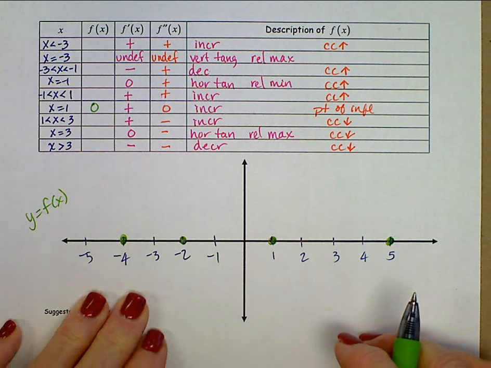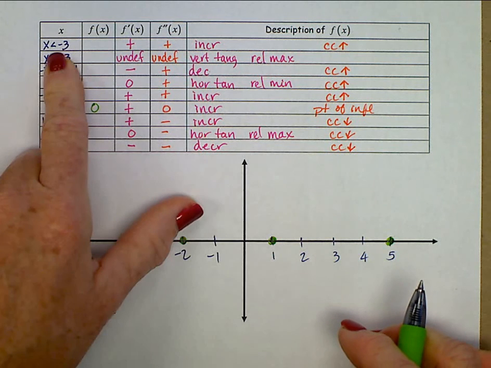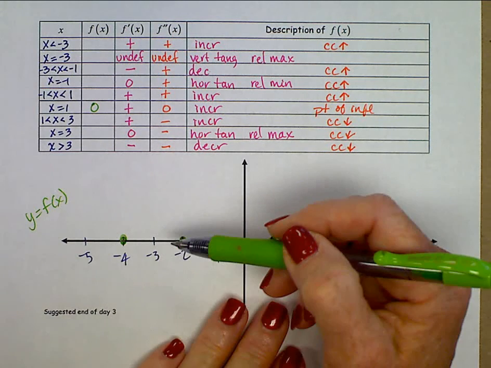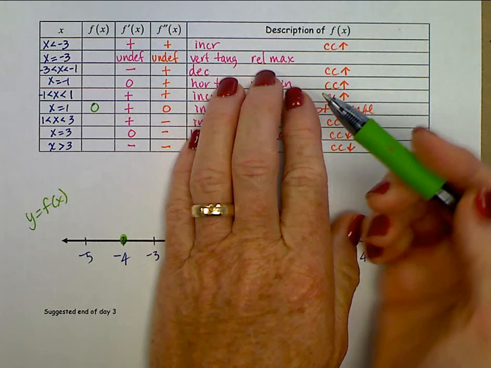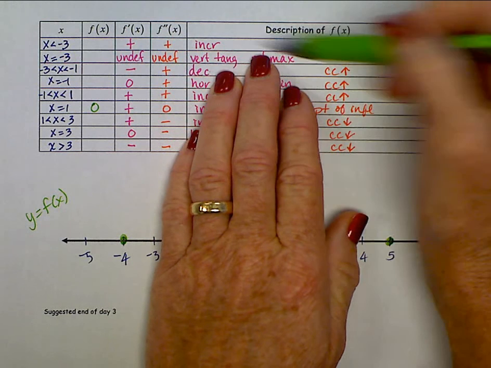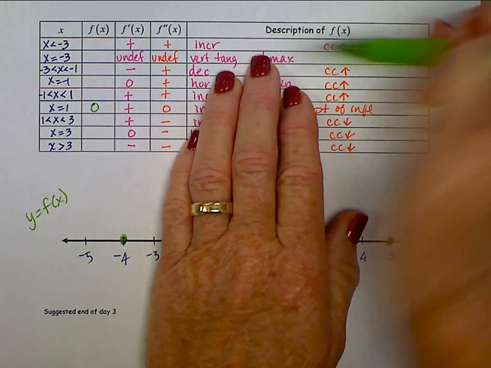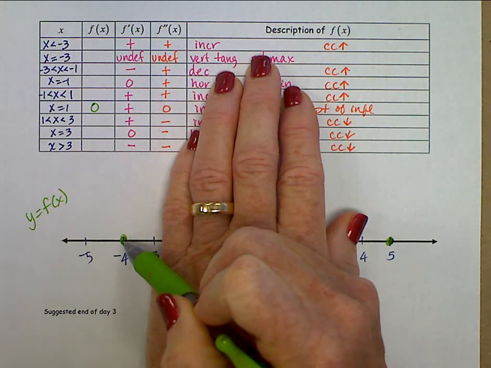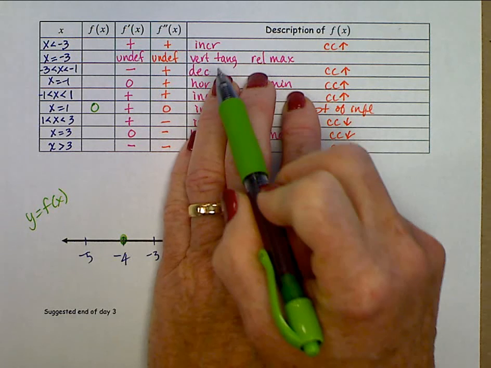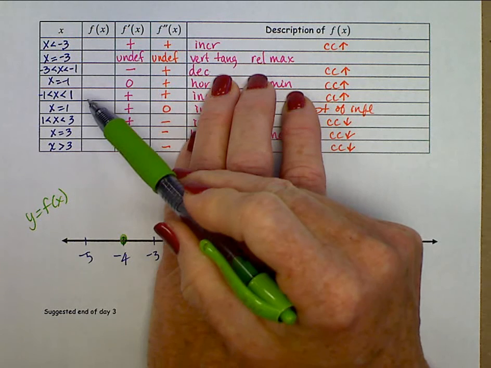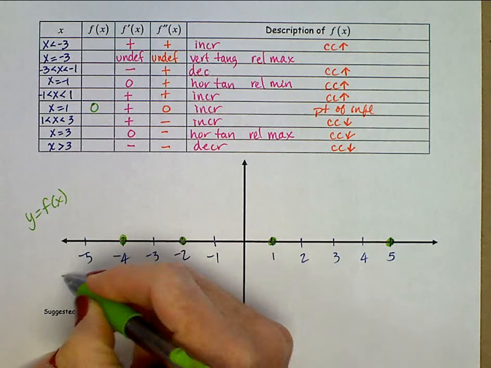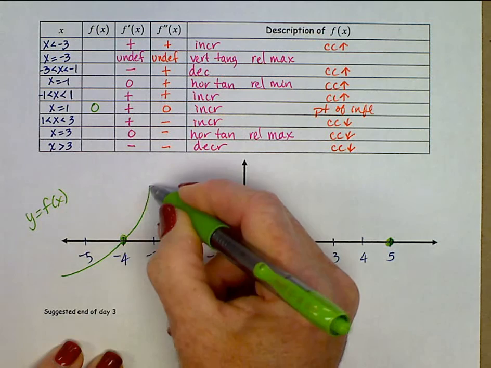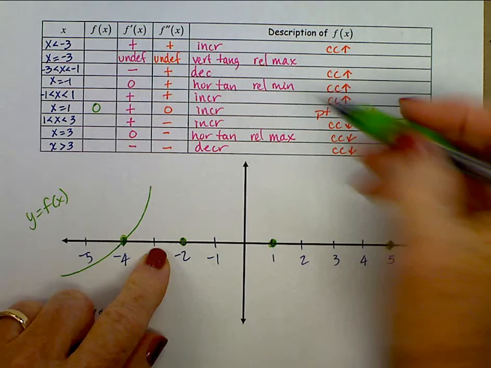All right, so now we start reading the chart. When x is less than negative 3, now negative 3 is right here. So to the left side of negative 3, the graph has to be increasing concave up. It has to pass through that point going into a vertical tangent relative maximum at negative 3. So increasing concave up, becoming vertical as x approaches negative 3.